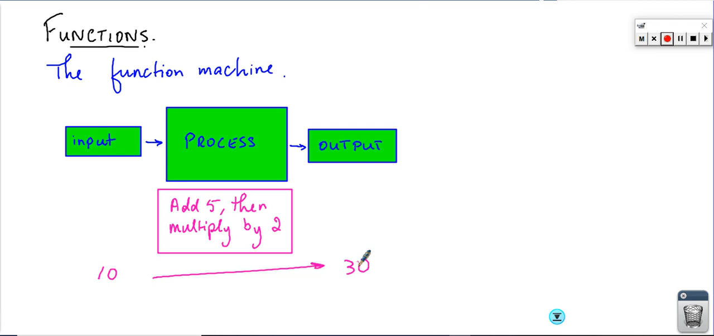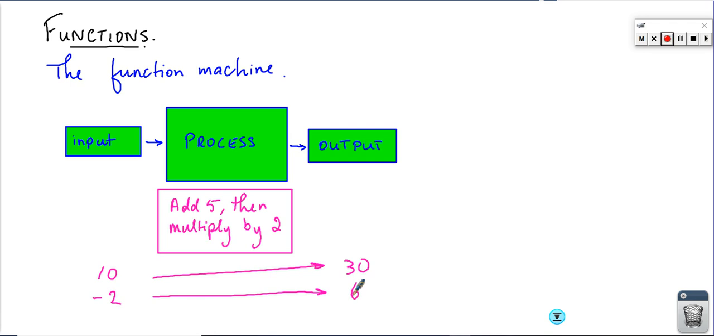Okay? Let's see another example. Suppose I input minus 2. What is the output? So let's do it. Minus 2, I'm going to add 5. Minus 2 plus 5 is 3. 3 multiplied by 2 is 6.